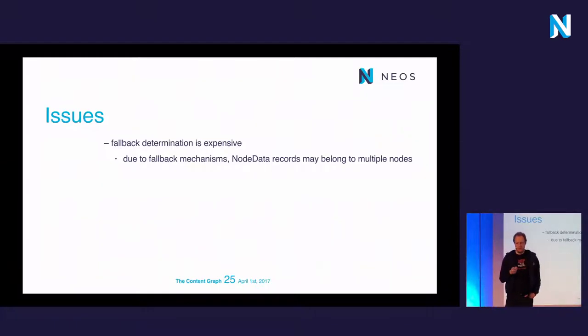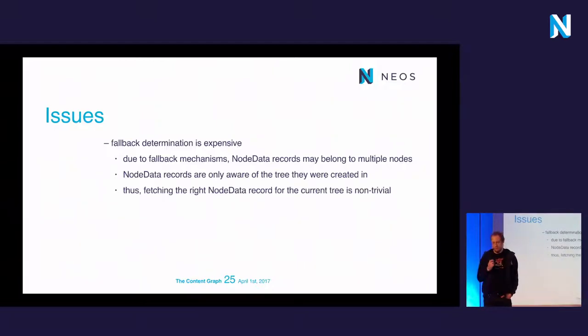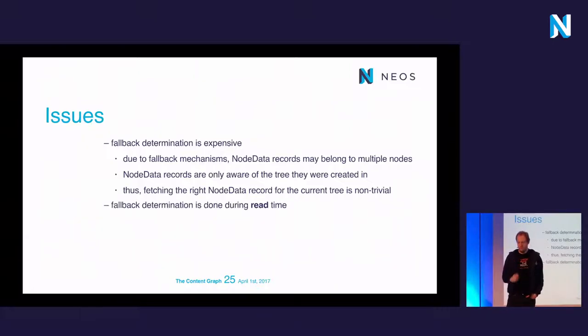This is because a node data record itself has an original tree it was created in, but it can actually belong to multiple trees. They're only aware of the tree that they were created in, not of the trees they belong to. And fetching the right node data record is non-trivial, as we will see in the near future. And all this fallback determination is done during read time. And that makes querying the content repository as slow as it is right now. It works fine unless your project gets too large.